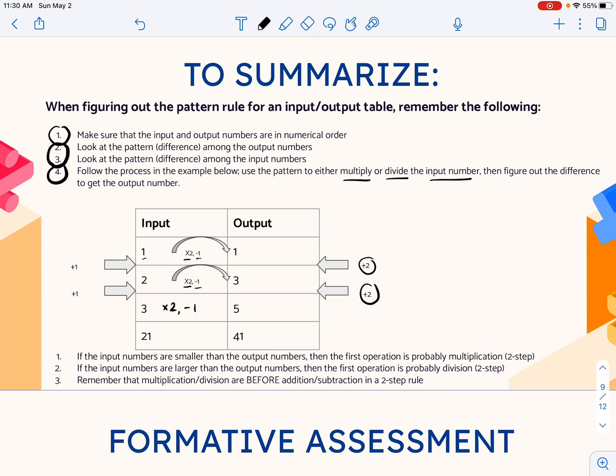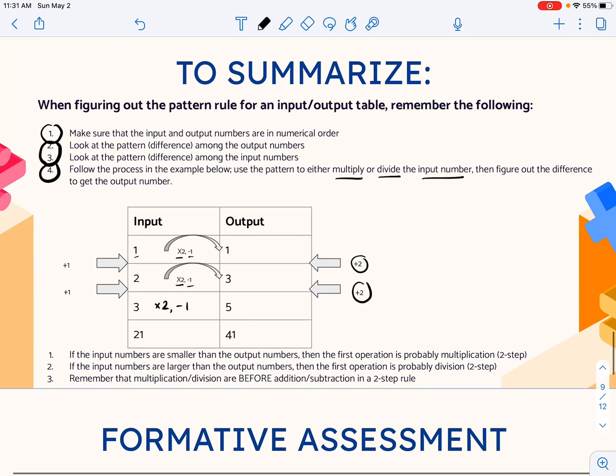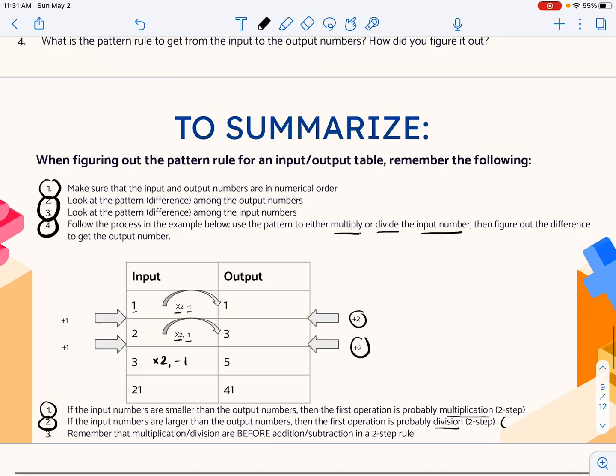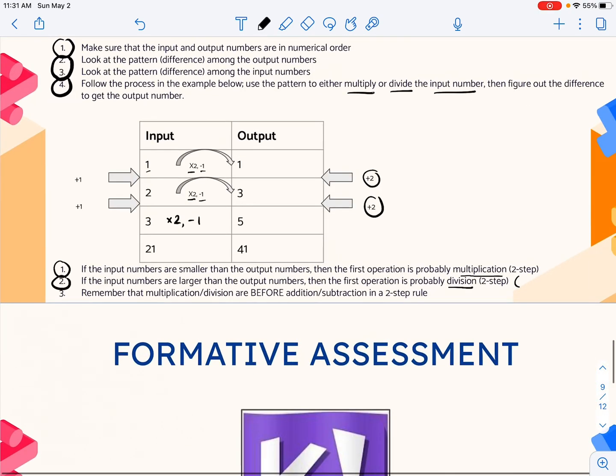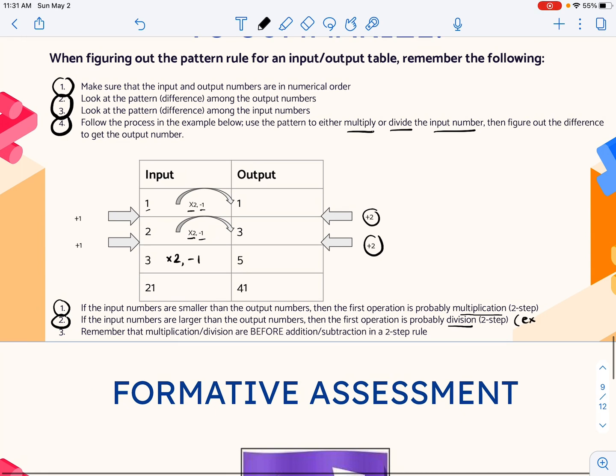Remember that first operation could also be divide as well, but you always have multiplying or dividing first before adding or subtracting. If the input numbers are smaller than the output numbers, then the first operation is probably multiplication. This was the case in examples 2 and 3, right? If the input numbers are larger than the output numbers, then the first operation is probably division. This was example 4 above, right? And this was examples 2 and 3. Okay.